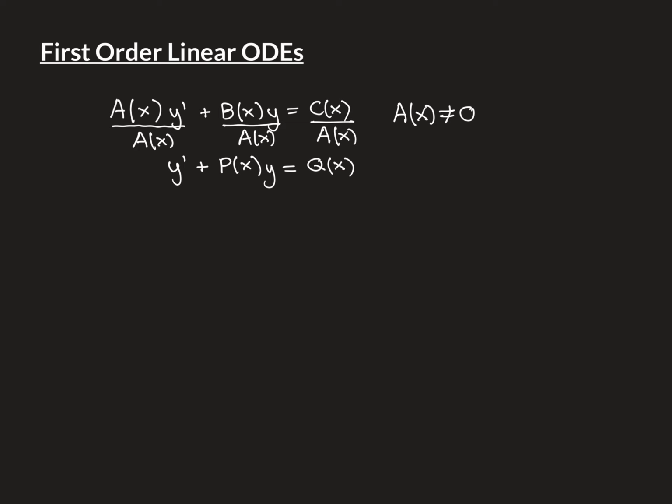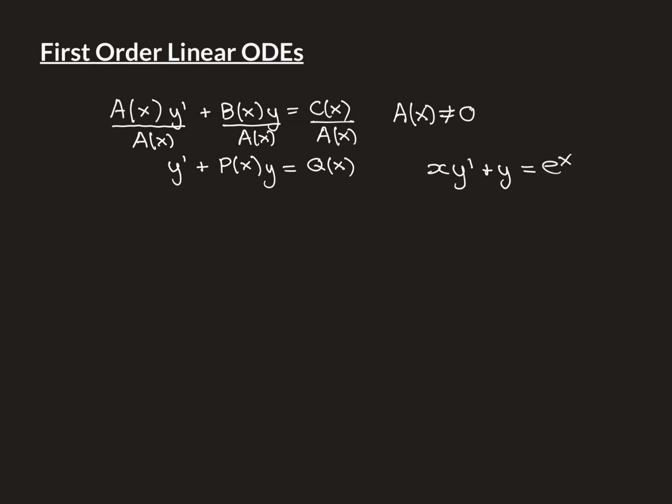So to motivate this, I'm going to give some examples, or I'm going to give one example anyway. So we're going to look at this ODE, and this isn't actually in this form, it's actually in this original form, but it's going to give us the crucial idea that allows us to solve all these first order linear ODEs. So x y prime plus y is equal to e to the x.